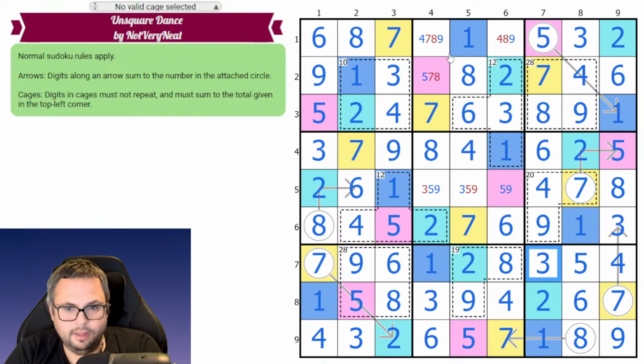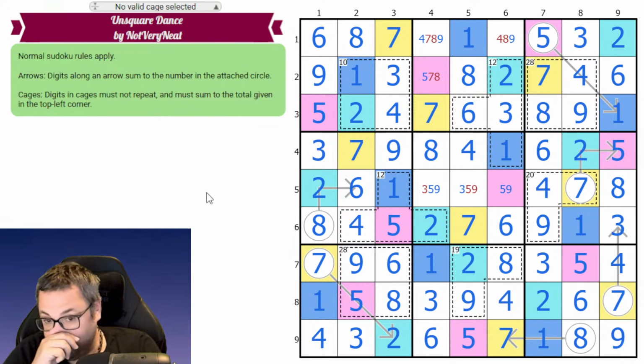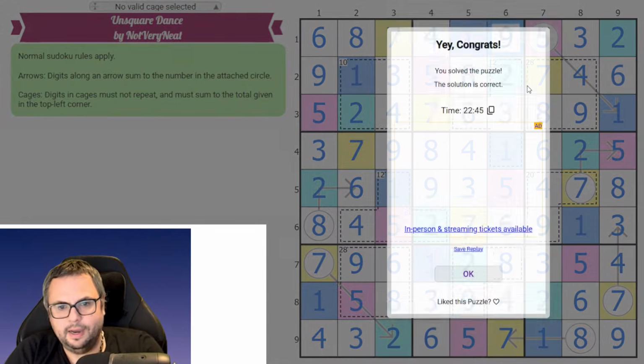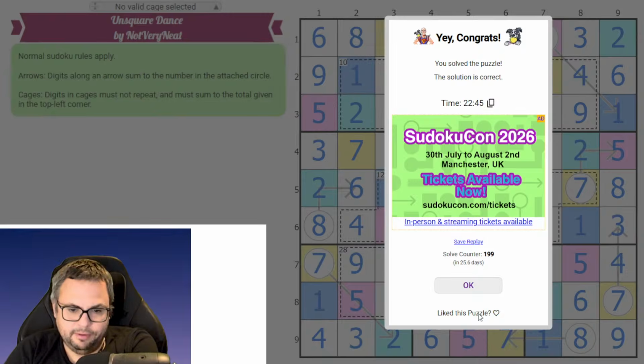Do I have 4 colors in every box is always the good thing to ask myself that I can scan for. I am missing 1 pink over here, I believe. I think I now have 4 colors in every box. 5, 4, 9. Very lovely puzzle there.